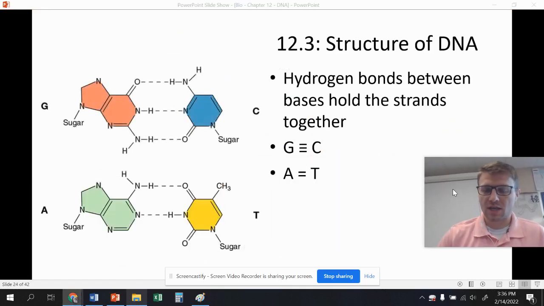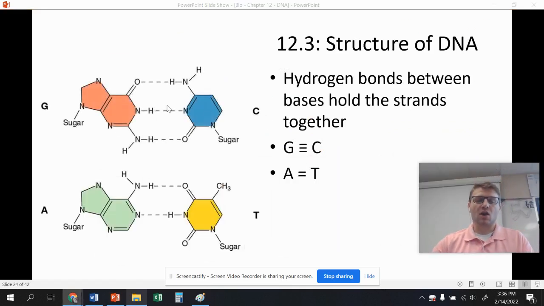Between the nucleotides, we have things called hydrogen bonds. You can see here between each of these bases, we have hydrogen bonds. Between guanine and cytosine, we have 3 hydrogen bonds. Between adenine and thymine, we only have 2 hydrogen bonds. So you can see we have hydrogen bonds between the bases and then covalent bonds between the nucleotides.